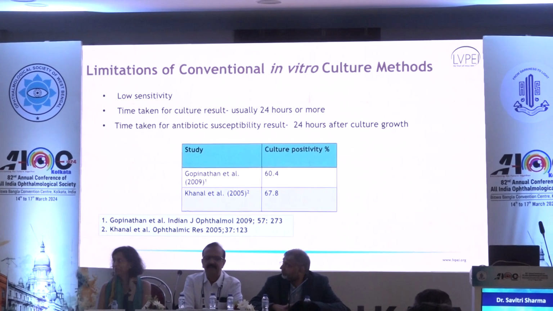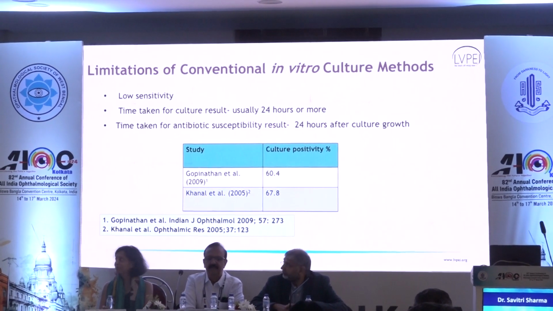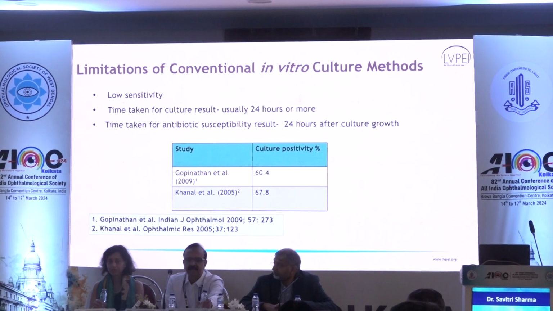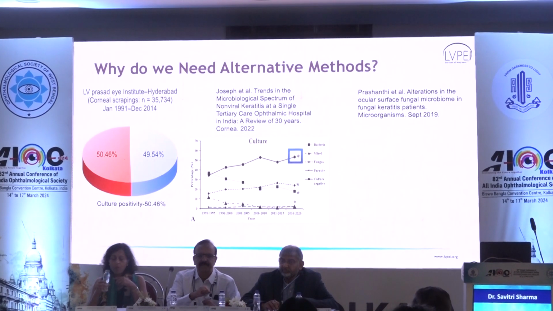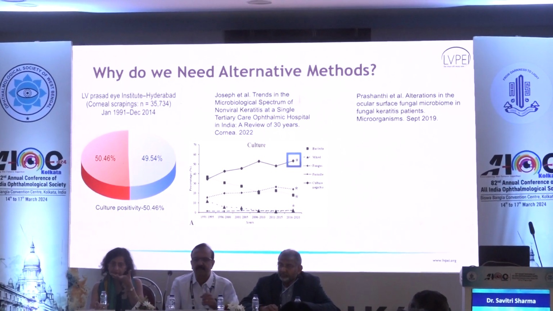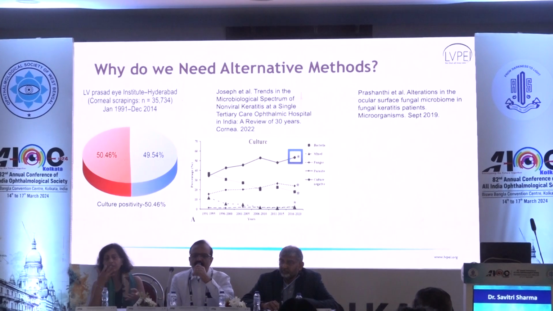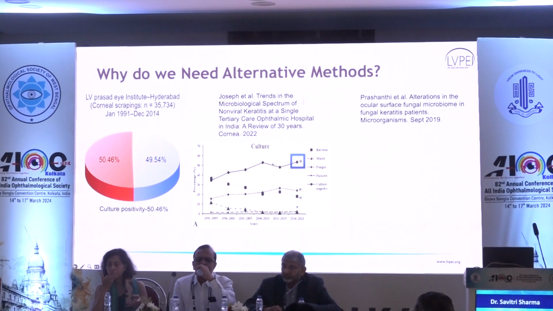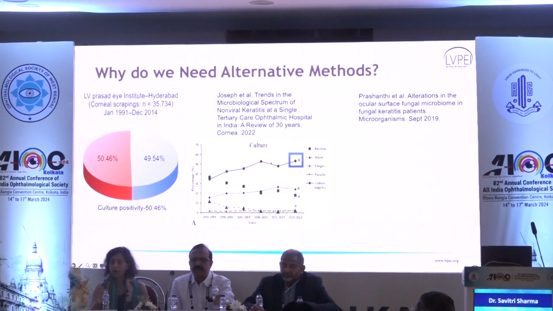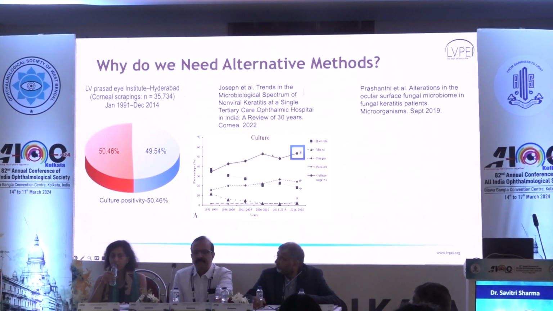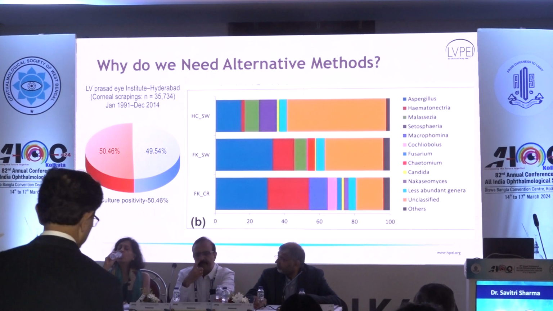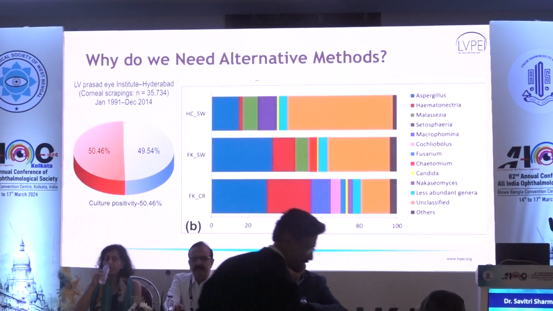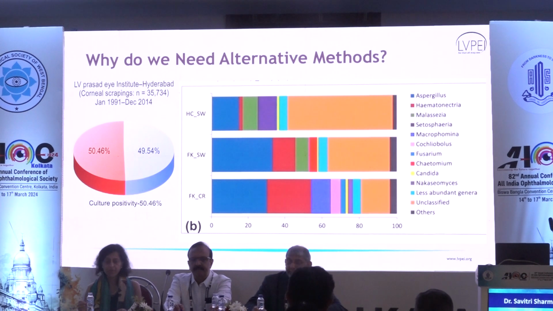Why is that? We are realizing the limitations of conventional in vitro culture methods. It has low sensitivity and it takes time. And we also find that over time, in this publication we have shown that culture negatives are increasing. And new studies using next generation sequencing show us that it's not only one or two organisms, there are multiple organisms present in an infection. So what do we do with this information that we are getting?